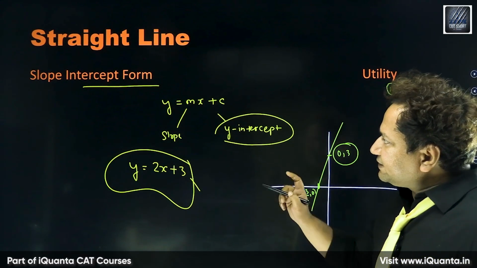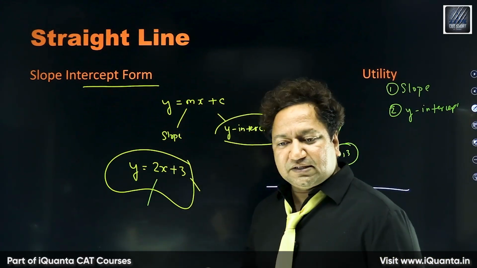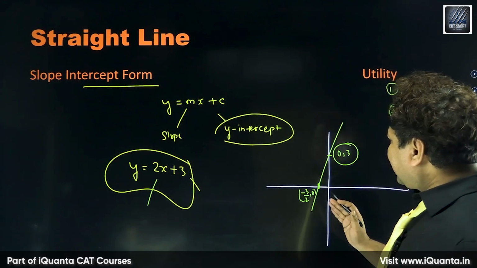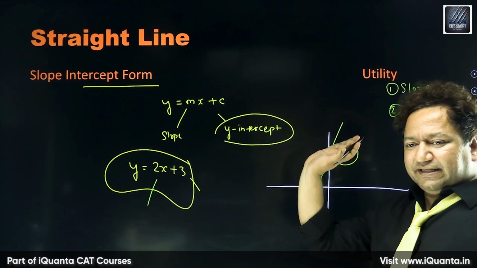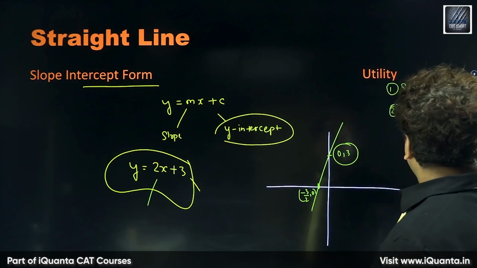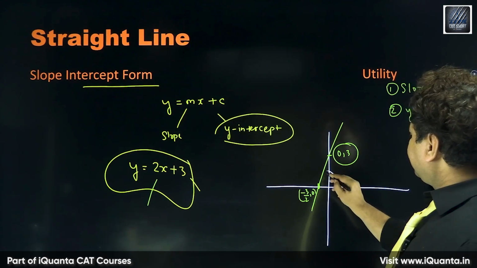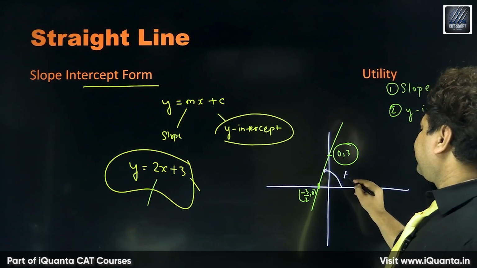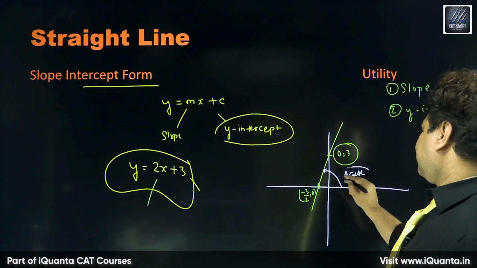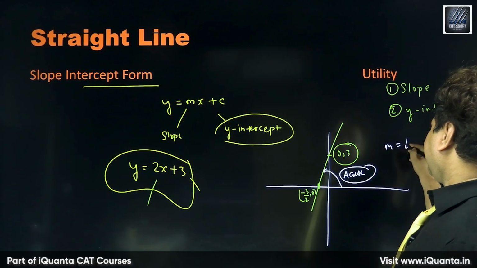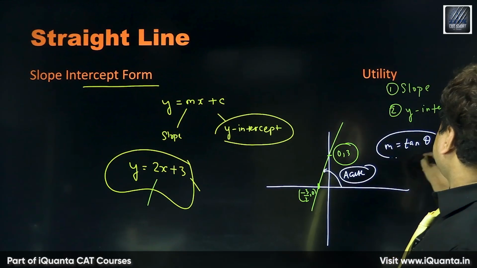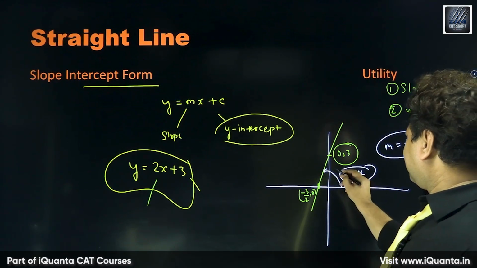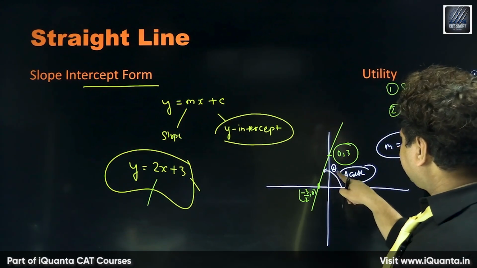All right. Now, having said that, here the slope, as you can see, is 2, which is a positive slope. So the slope is positive, the line would always be tilted like this. That means from the x-axis, if I want to draw an angle, this angle will always be less than 90, or an acute angle. And slope is nothing but tan theta. So in case you know tan theta, it's okay. In case you don't know, it doesn't matter. Theta here is less than 90.